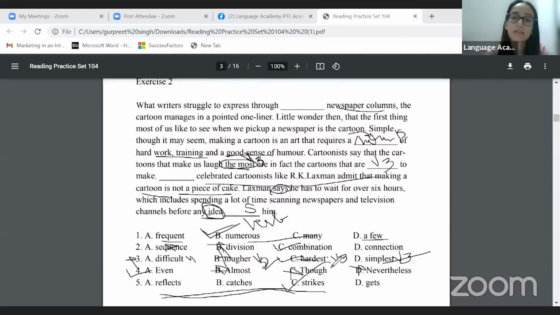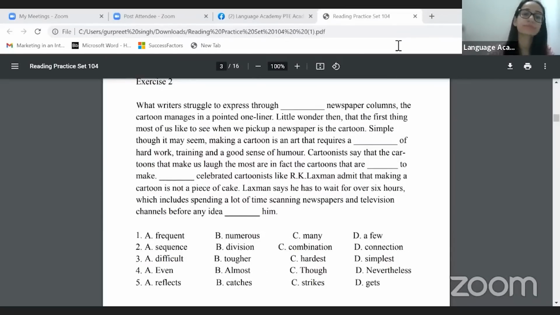Any confusions, anybody in this question? Good, Harpal, well done.